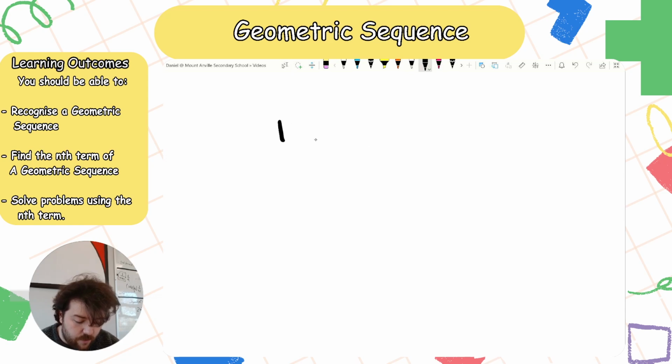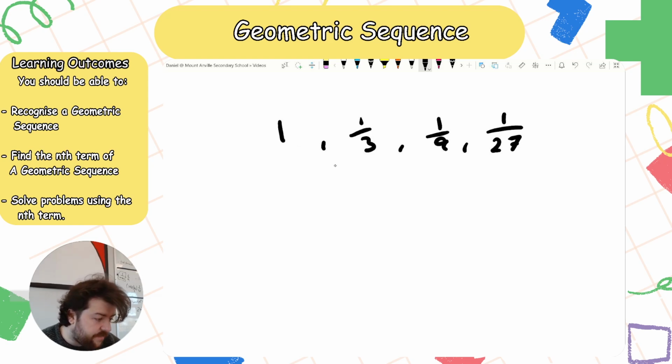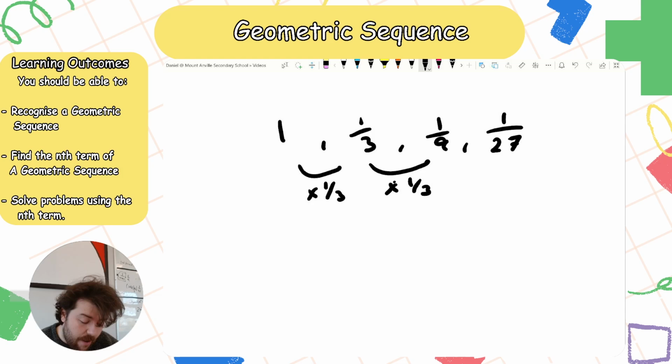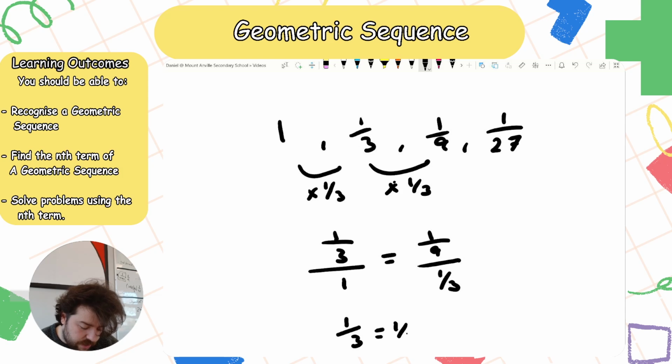What about now 1, 1/3, 1/9, 1/27? This is actually a geometric sequence. You might think we're dividing by 3, but we're not allowed to say dividing, so we have to make that multiplying by 1/3. We can check this: 1/3 divided by 1 equals 1/9 divided by 1/3, which equals 1/3. Ding, ding, ding. It's a geometric sequence. Therefore, the common ratio is 1/3.